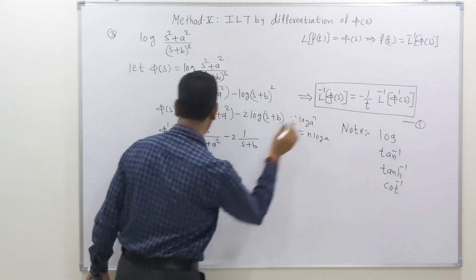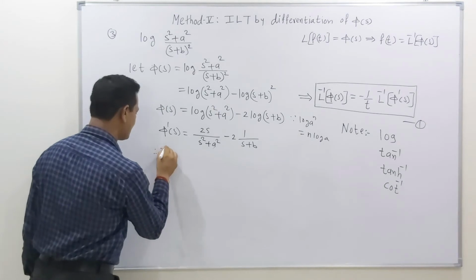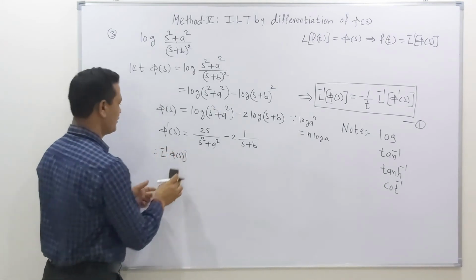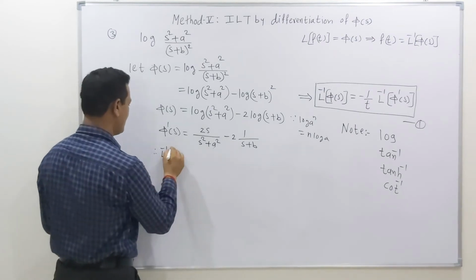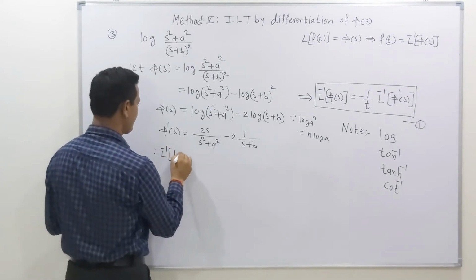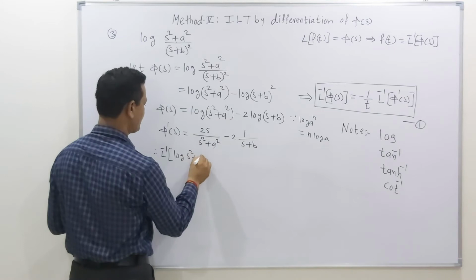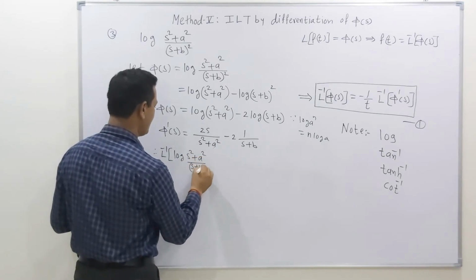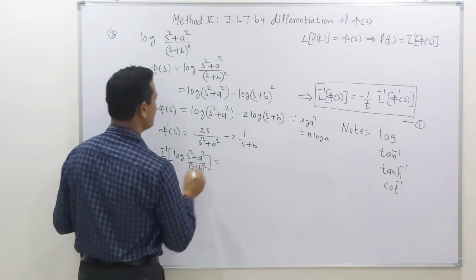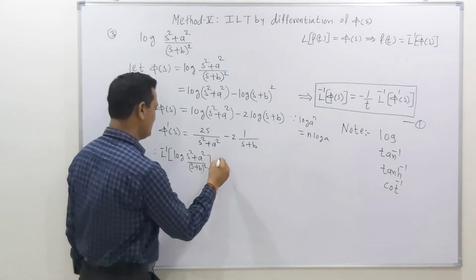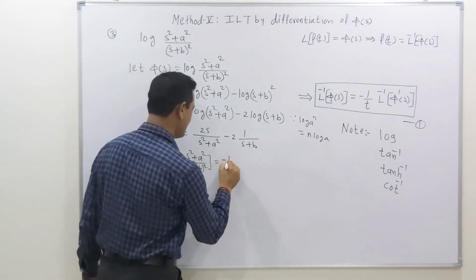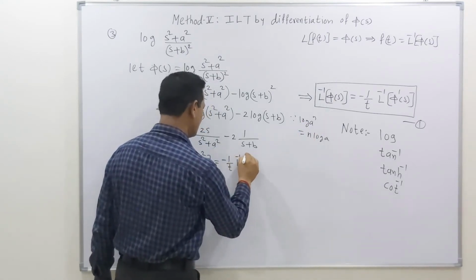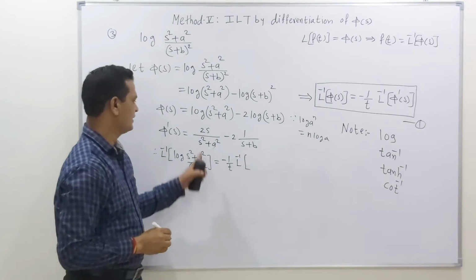Now apply this result. Therefore we write this as inverse Laplace transformation of phi of s. So we directly put the value of phi of s. The value of phi of s is log of (s square plus a square) upon (s plus b) whole square, is equal to, now just put the value. So we can write this as minus 1 upon t according to this formula, then inverse Laplace transformation of this function.